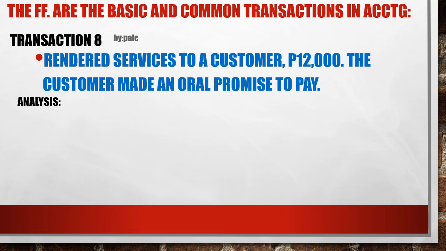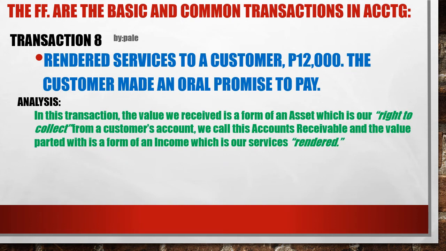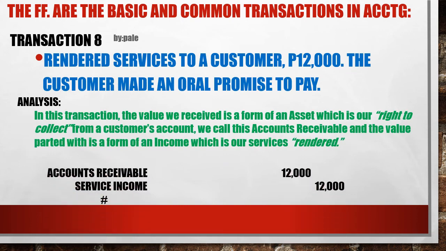So, what did we receive? Their promise to pay, an oral promise to pay. So, that is accounts receivable, 12,000. But what did we forgo? We rendered services. So, that is our service income. We do not credit cash. Why? We are the ones rendering services, but we are the ones who will pay? No. If you credit cash, meaning you let go of cash. But in this case, no. We rendered services, so we recorded it as service income. So what should we receive? Their promise to pay, which was done orally. So debit, accounts receivable for 12,000, credit service income for 12,000.